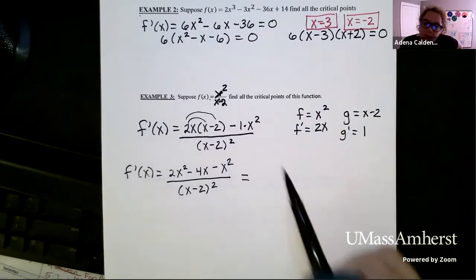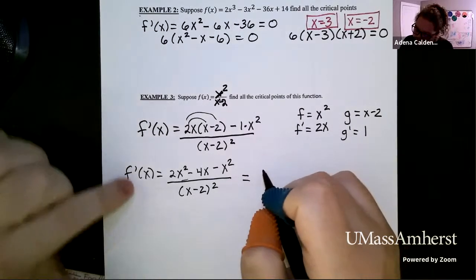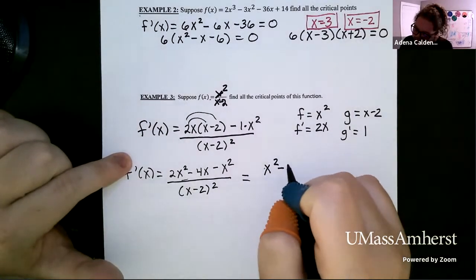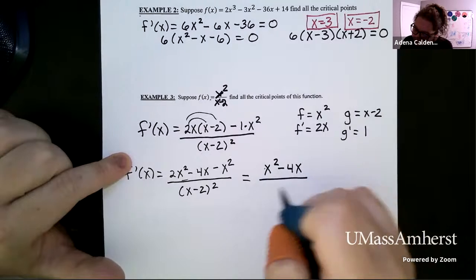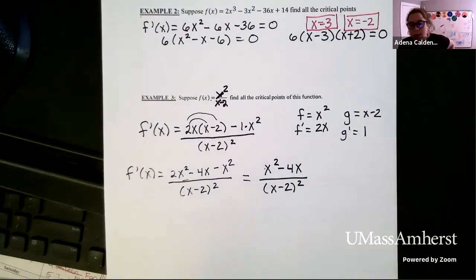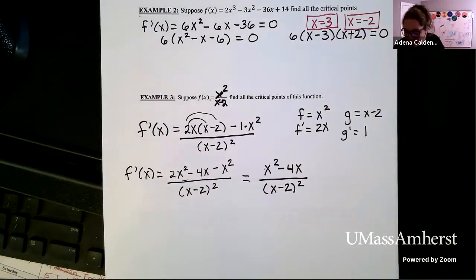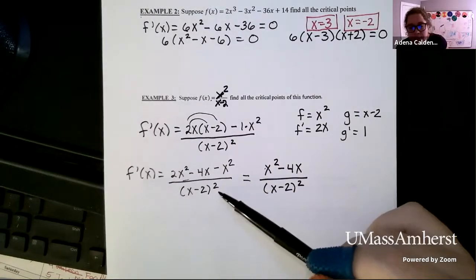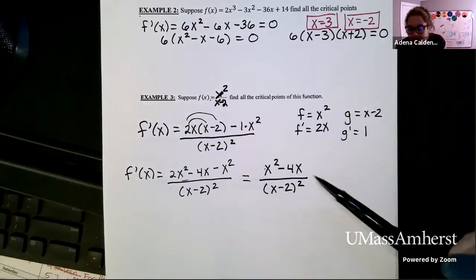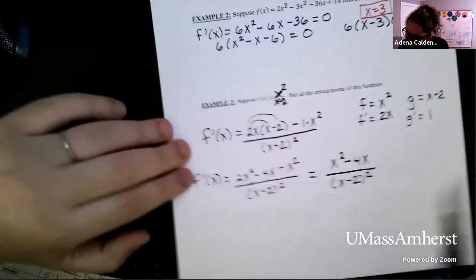And now that I've distributed the 2x, I notice that I have a 2x squared and a minus x squared. So I can write this as x squared minus 4x over x minus 2 squared. Okay, so this is nice and simplified. And so now I want to think about how to answer the question, when does the derivative equal 0 and when is it undefined? And I'm considering undefined because here I do have a fraction with a denominator. That's not something I've had before. So when does the derivative equal 0?